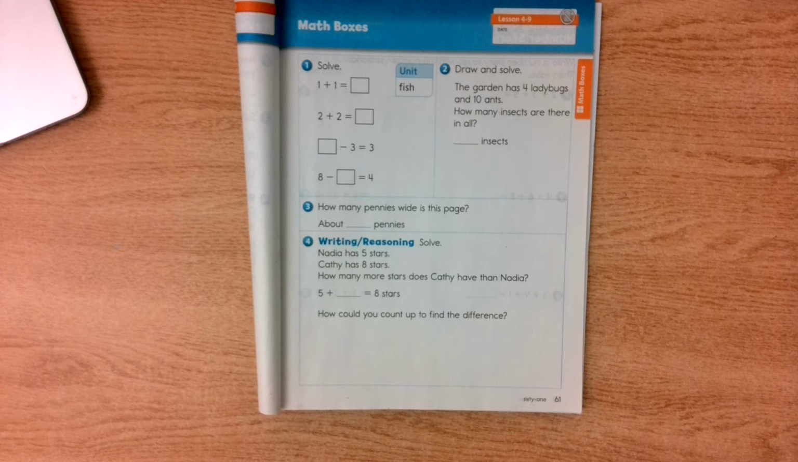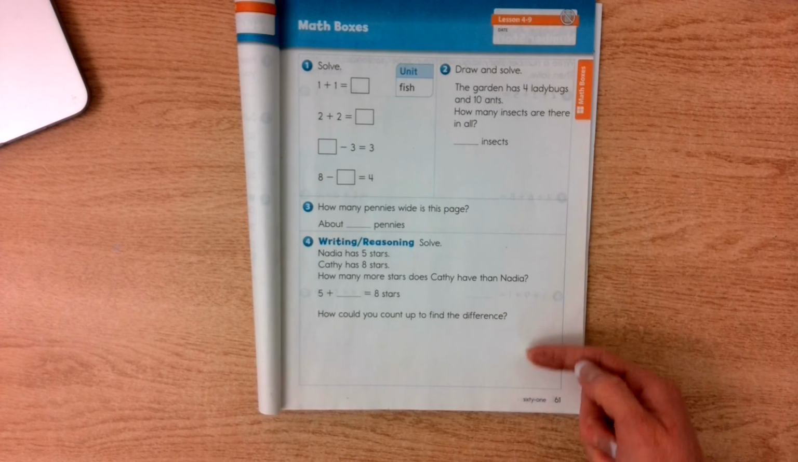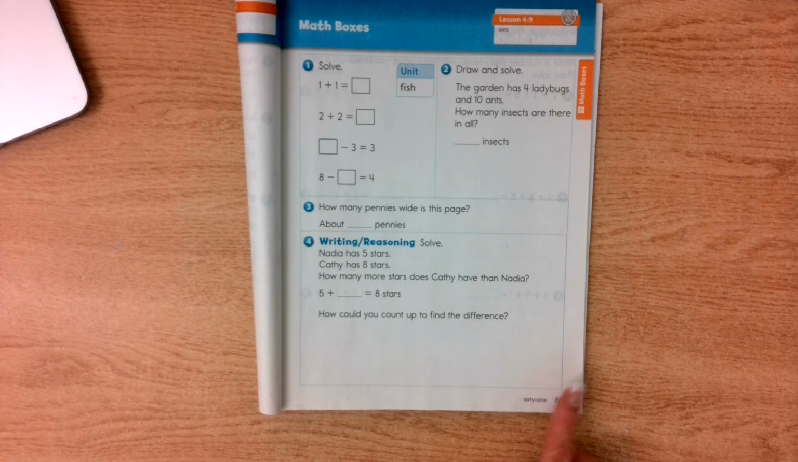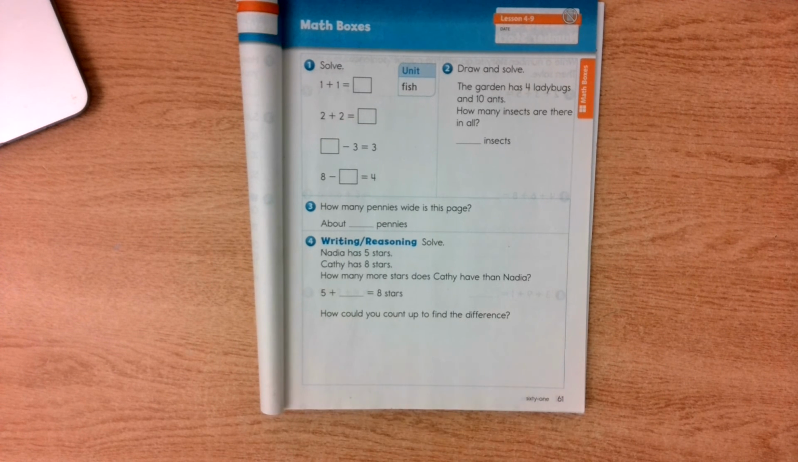Number 3, how many pennies wide is this page? So in your math toolkit, you have pennies. It says wide. It doesn't say tall. It says how wide is your math page. So get out your pennies and measure your math page. Remember how we measure, starting at the very edge of the book, and then going close together to the other side. It has to be touching, not overlapping, and no gaps.